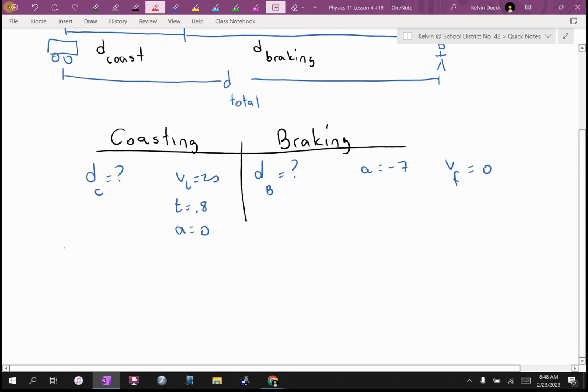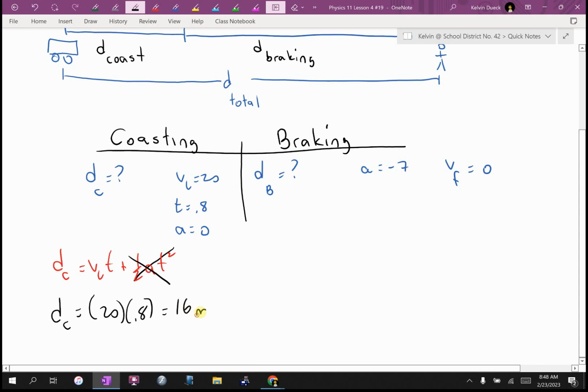I can go DC equals VIT plus a half AT squared. And as a matter of fact, since A is 0, I can just do that. It's going to be VI times T. It's going to be 20 times 0.8, which I'm pretty sure is 16 meters.